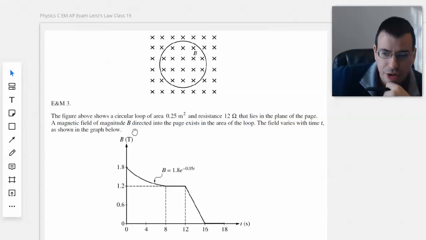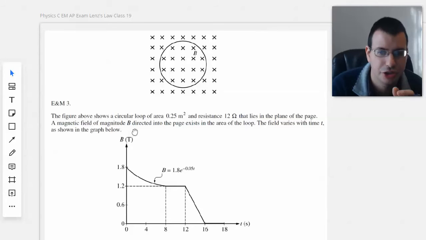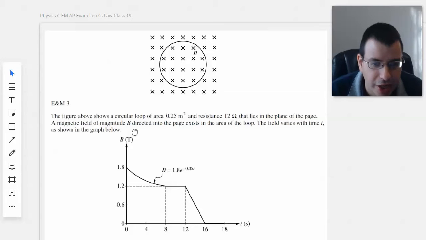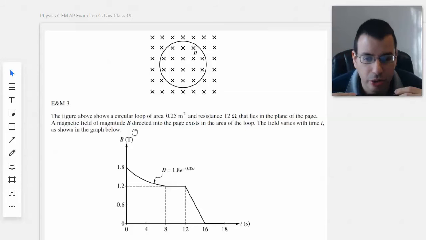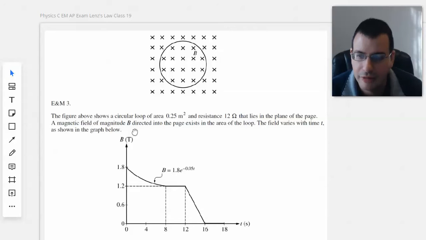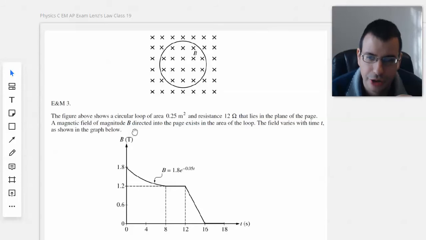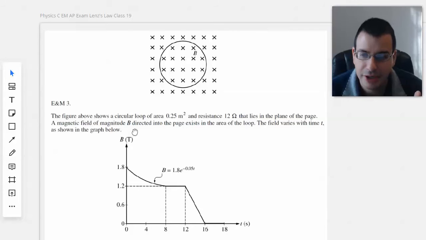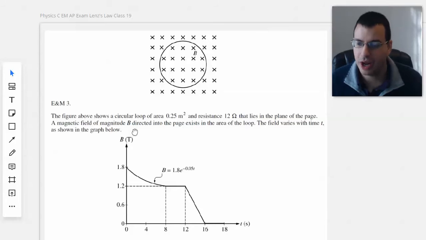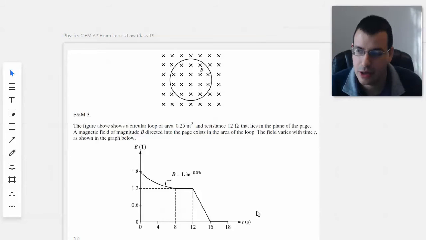The figure above shows a circular loop of area 0.25 meters squared and a resistance of 12 ohms that lies in the plane of the page. A magnetic field of magnitude B directed into the page exists in the area of the loop. The field varies with time t as shown in the graph above. So we've got a circular loop, check. Magnetic field into the page, also check. And we have a graph of the B field.